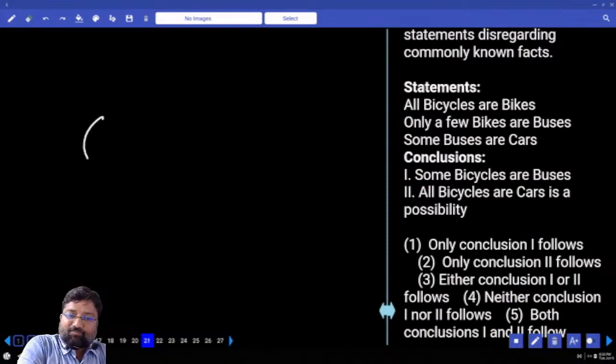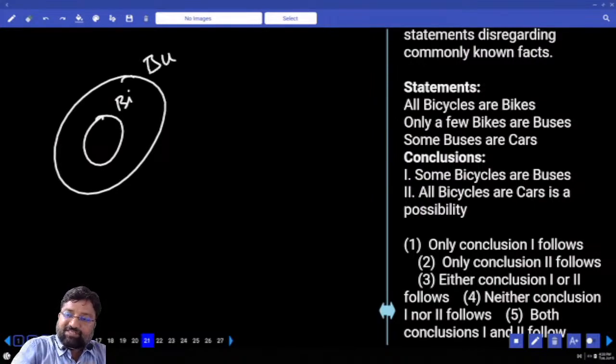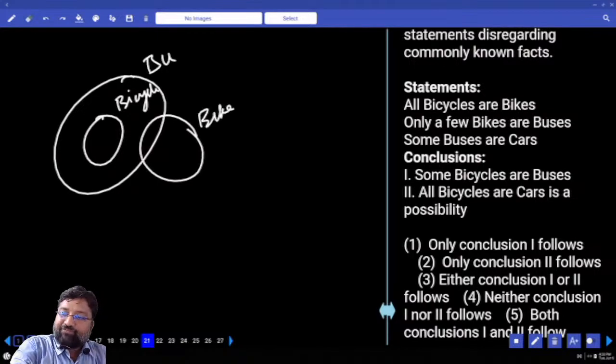Syllogisms. All bicycles are buses. Only a few bikes are buses. Arrow mark should go from bus to bike, bike to bus.